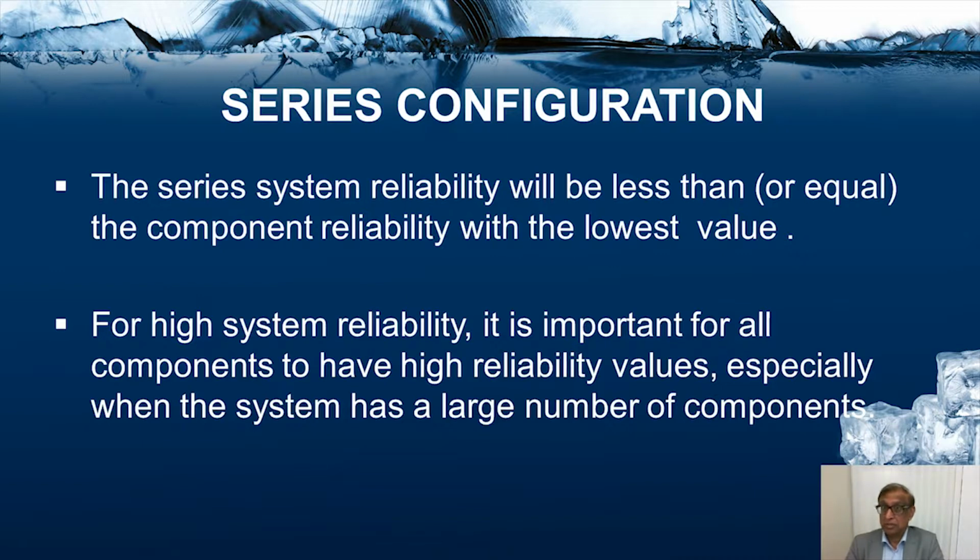Let's say we are considering a 2-component series system, and each one has 0.5 reliability. System reliability will be 0.5 multiplied by 0.5, which is 0.25. It's much lower than the individual component reliability. For high system reliability, it is important for all components to have high reliability values, especially when the system has a large number of components. As the number of components increases, the reliability value will decrease. The system will become less and less reliable.